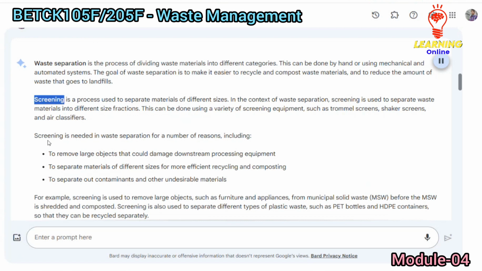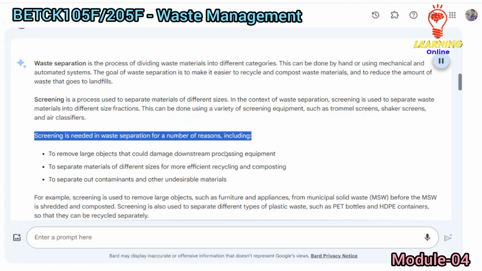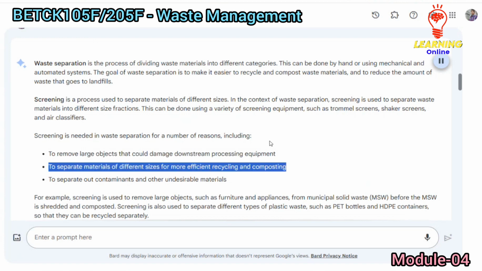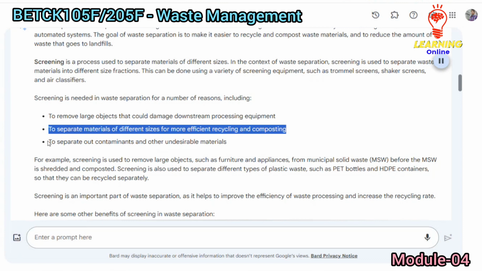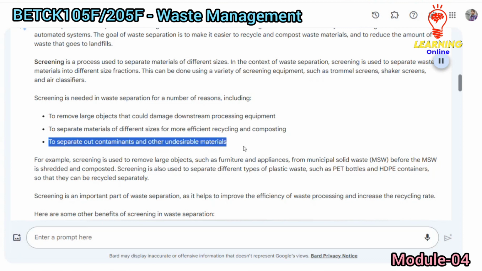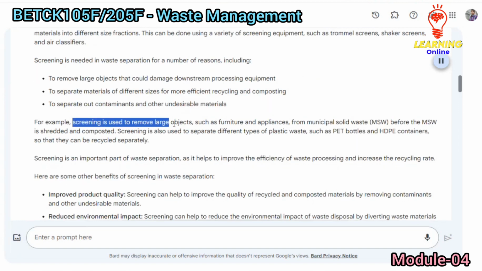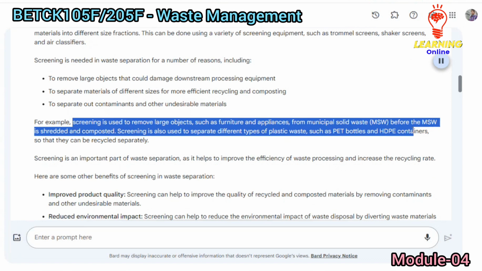Screening is needed in waste separation for a number of reasons, including to remove large objects that could damage downstream processing equipment, to separate materials of different sizes for more efficient recycling and composting, and to separate out contaminants and other undesirable materials. For example, screening is used to remove large objects, such as furniture and appliances, from municipal solid waste, MSW, before the MSW is shredded and composted.